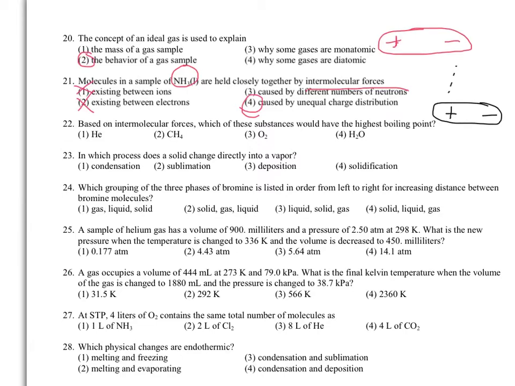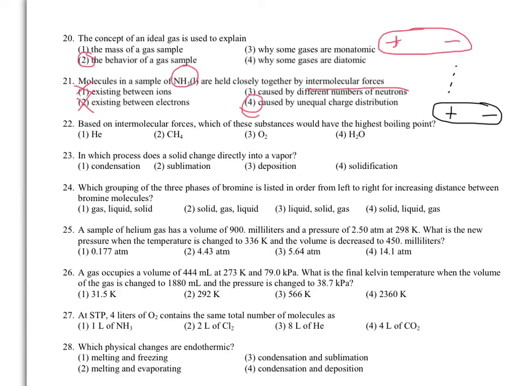So question number 22 asks, based on intermolecular forces, which substance will have the highest boiling point? More intermolecular forces, higher boiling point. So when we look at these molecules, we have to find the one that has the most polarity, the most intermolecular force. Remember, polarity is the result of asymmetry. And asymmetry can be found by having a final subscript that ends in an odd number.